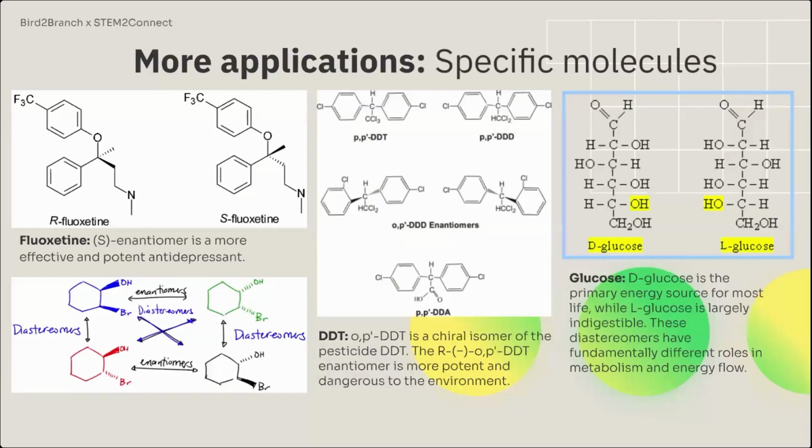So here are some more specific molecules that you might not have heard of. Fluoxetine has one effective and potent antidepressant form, and its reverse is just not useful. DDT is a terrible pesticide that pollutes a lot. You might have heard of that, but actually, when you reverse it, it becomes even more potent and dangerous. Glucose, as we said before, has two different ring forms. D-glucose is the primary energy source and the sugar that we all care about, but L-glucose is largely indigestible. So they have very different roles in metabolism and also in energy flow.